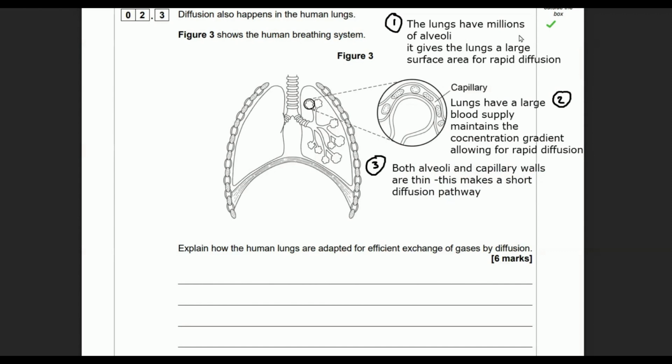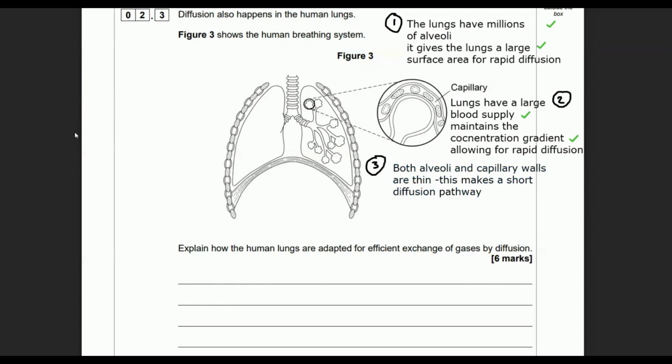So lungs have lots of alveoli, large surface area. Lungs have a good blood supply, or a large blood supply, which maintains the concentration gradient. Alveoli and capillaries have thin walls. I just wrote "thin are thin", I should have written "and capillary walls are thin".